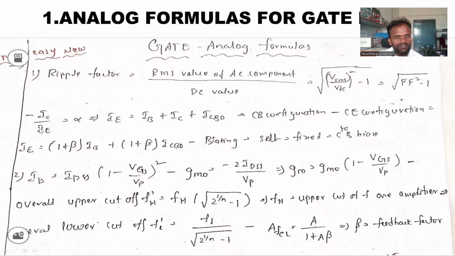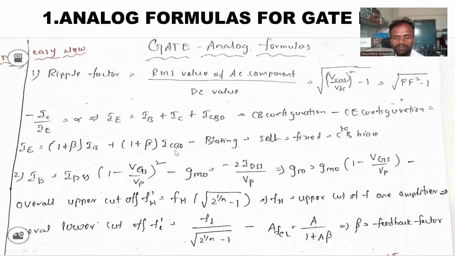Okay. So IC by IE is nothing but alpha in CB configuration. IE equals IB plus IC plus ICBO. ICBO is nothing but the collector to base leakage current. Okay. So that is the CB configuration. For the CE configuration, IE equals (1 plus beta) IB plus (1 plus beta) ICBO.